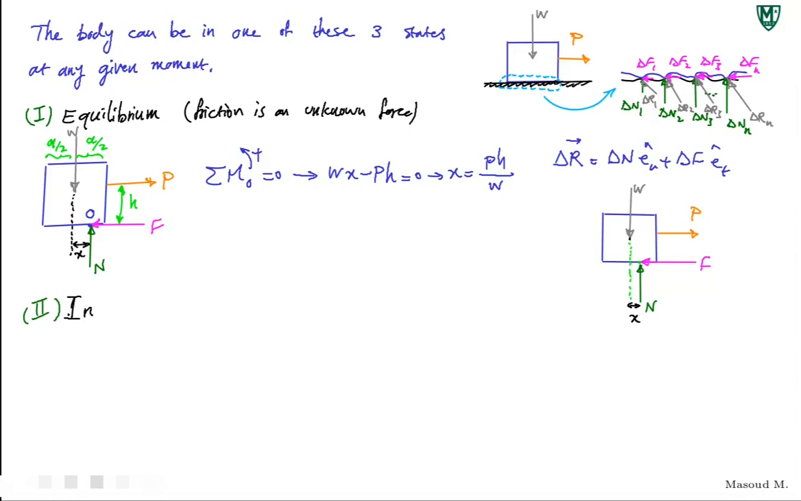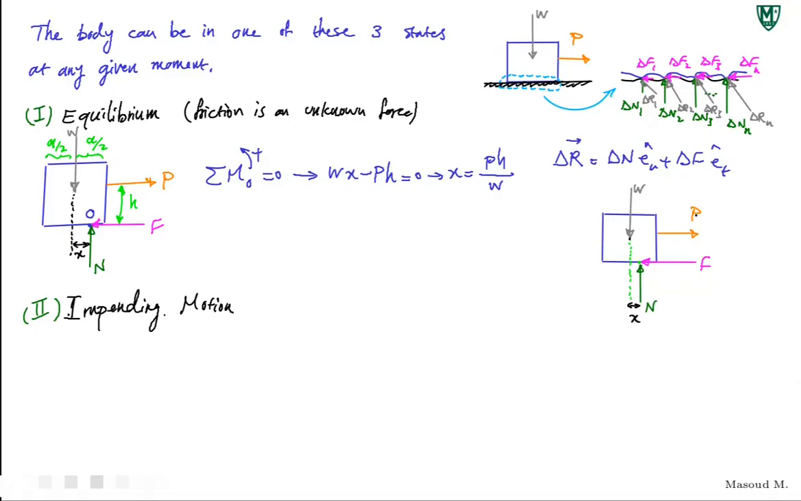That's the state your rigid body is in: impending motion. In this state, you actually can come up with a relationship relating friction at this specific moment and the normal force. Let's think about it this way: as you increase the force P, F also increases. You have friction, you have P.